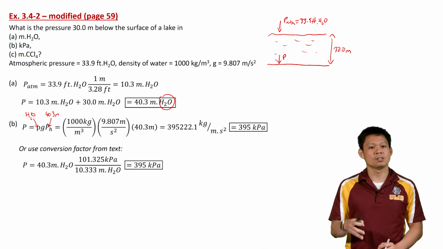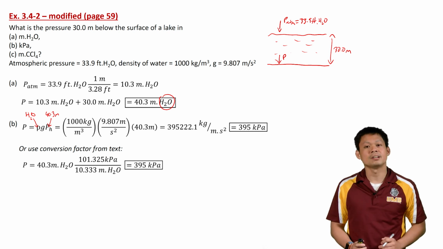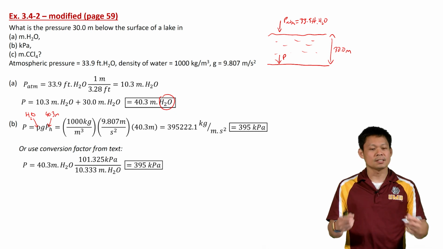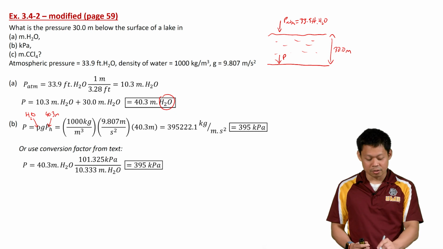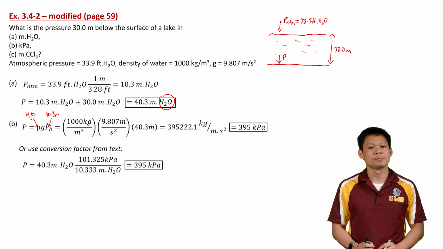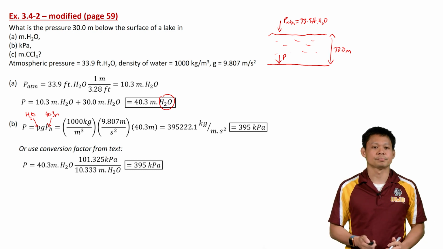All right, the last thing we want to do is to convert into another head of fluid, but now instead of head of water, we want head of carbon tetrachloride. So I'm going to show you two ways to do it. One way is using the 395 kilopascals, using that same equation in B, but working backwards. And another way, we can use 40.3 meters of water, doing a head of fluid conversion from one type of fluid to another fluid.